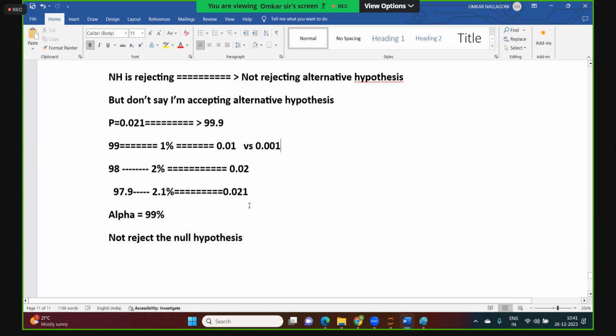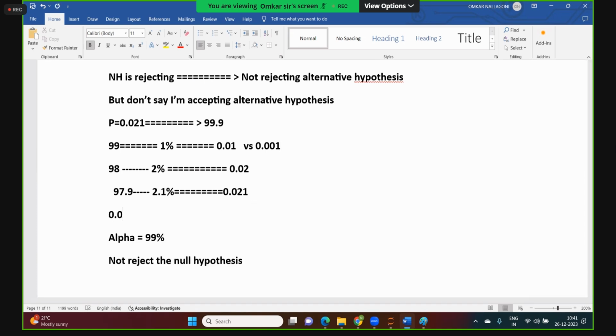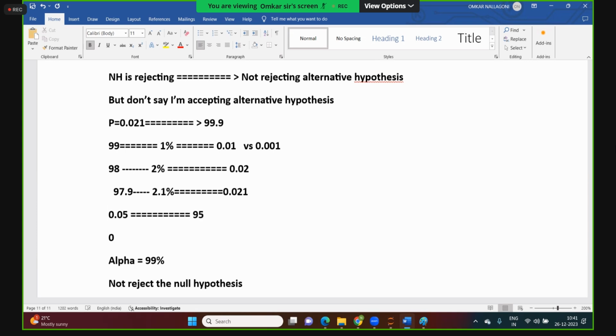0.05 means how much? That is certain, you know. 95. Then 0.01 means how much? 99. Then 0.02 means how much? Then tell me.